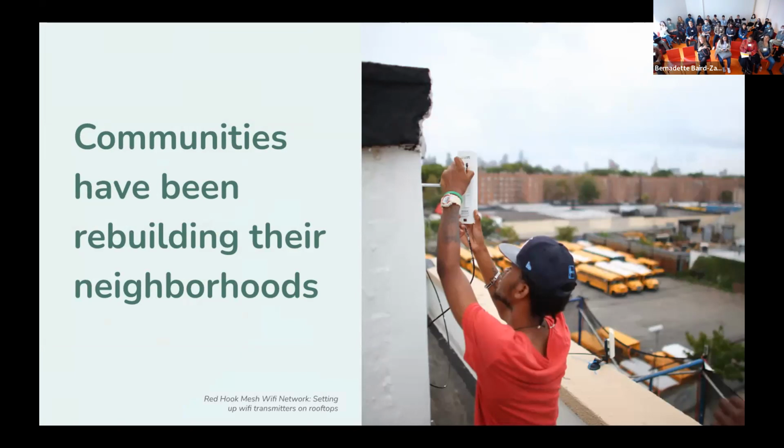One really great example that I think about constantly is the Red Hook mesh Wi-Fi network in Brooklyn, where residents set up their own Wi-Fi transmitters all across the roofs of their neighborhoods as both an emergency preparedness tool as well as a tech equity measure, to make sure that community members all had access to free Wi-Fi in the case of an emergency. And this is just one of many, many efforts happening citywide post-Sandy.